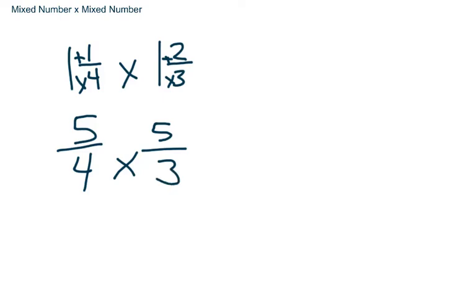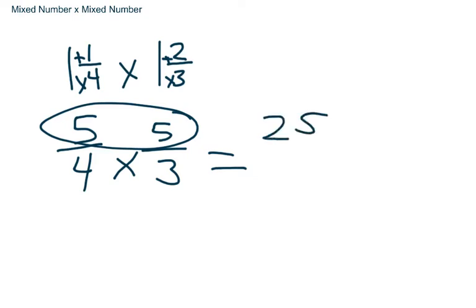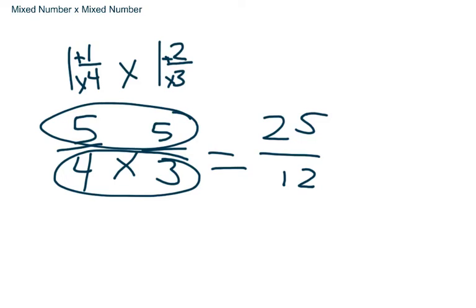Because I now have 2 fractions, even though they are improper fractions, I can now multiply across. So 5 times 5 is 25, and 4 times 3 is 12. In order to finish this problem, I need to simplify it. We know that there's 2 ways to simplify.